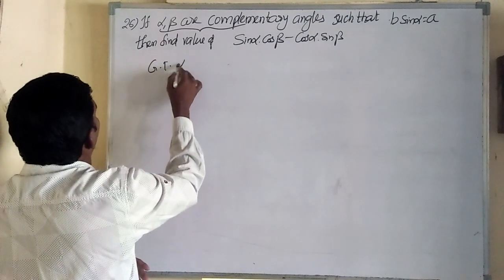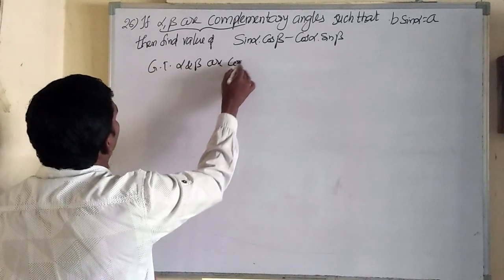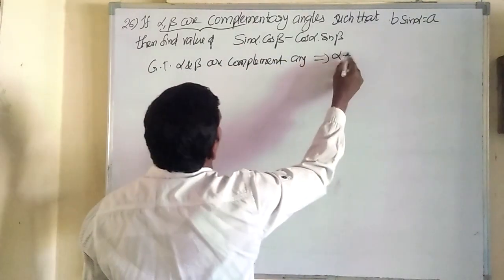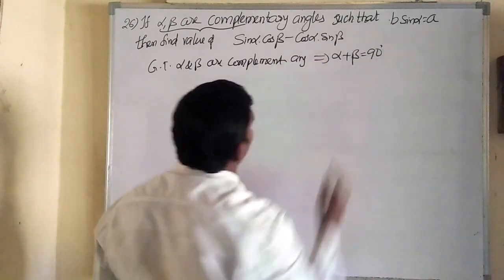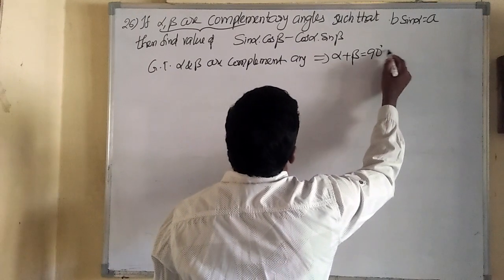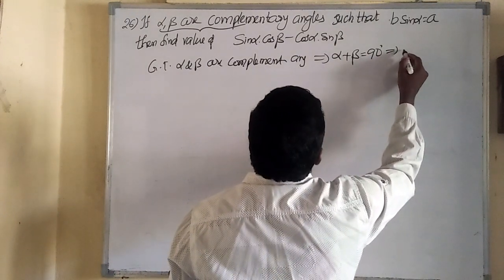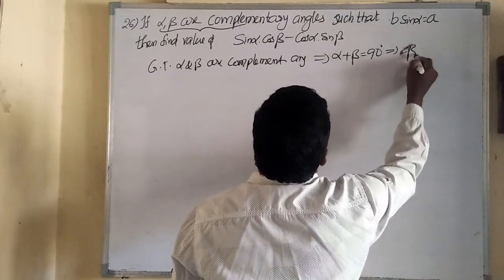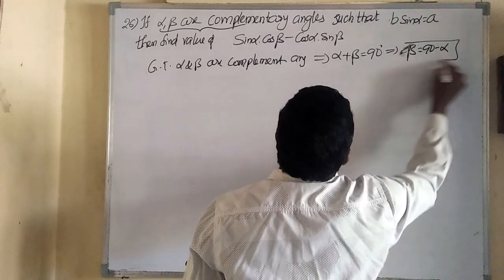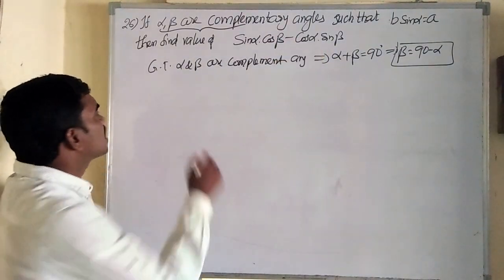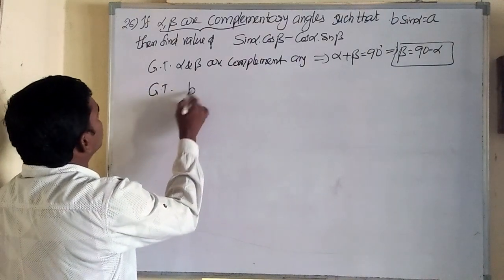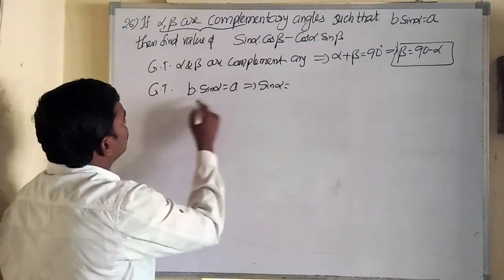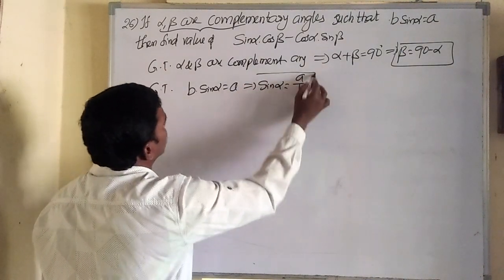The sum of two angles is 90 degrees. Then we can say those two are complementary angles. So given that alpha and beta are complementary angles, that means alpha plus beta is equal to 90 degrees. So we can write alpha is equal to 90 minus beta, or beta is equal to 90 minus alpha. Next, B sin alpha equal to A. Again given that B into sin alpha equal to A. That means sin alpha equals A by B.